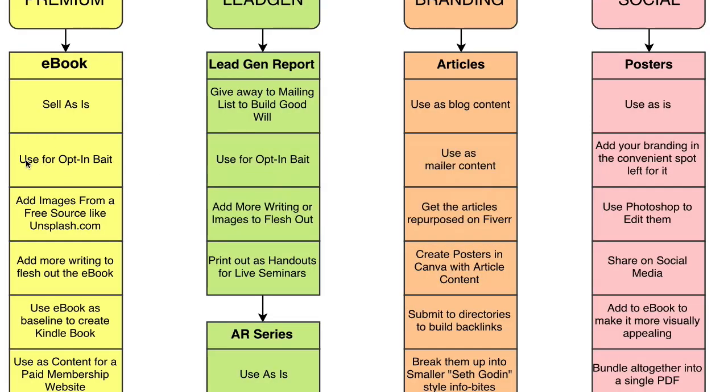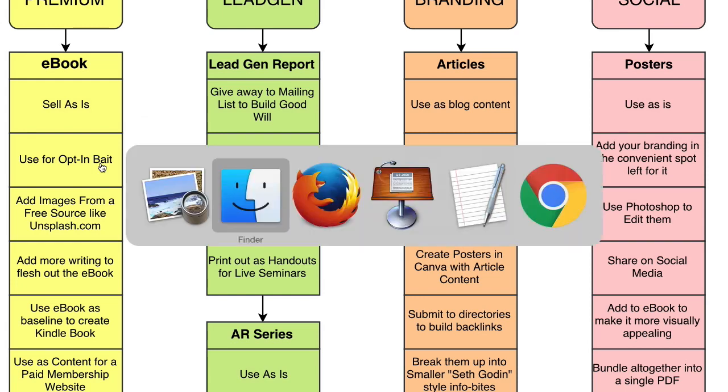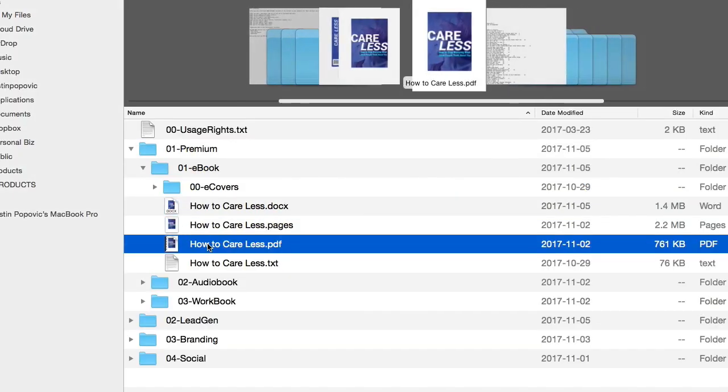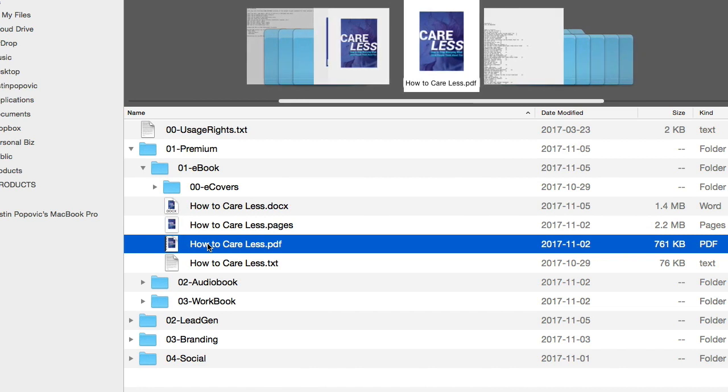The second piece here is you can use it for opt-in bait. So same idea. If you were to take that PDF you create right here, but instead of selling it, if you'd go to your website and put it up with a buy button and then deliver it to people after they send you money, you don't have to do it that way, right?